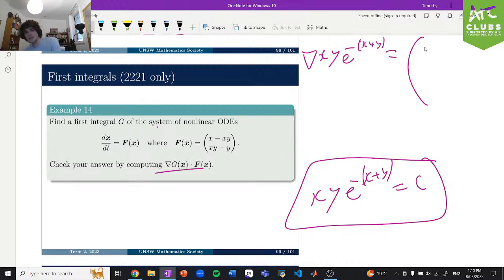So first of all, if we differentiate, oh, it's going to be gross, y'all. Okay, if we differentiate with respect to x, first we end up with y to the minus x plus y, and then I think minus xy to the minus x plus y, and I think we get exactly the same thing in terms of y if we take the partial derivatives with respect to y. So x to the minus x plus y, minus xy to the minus x plus y.